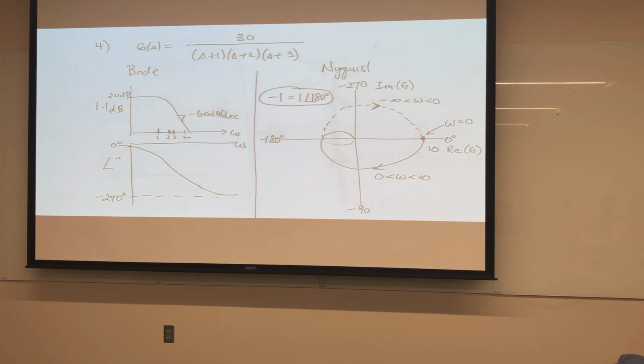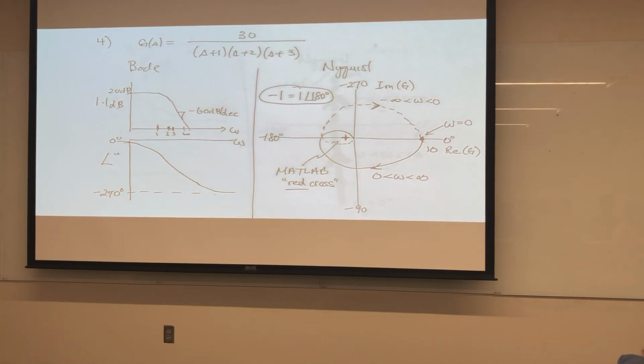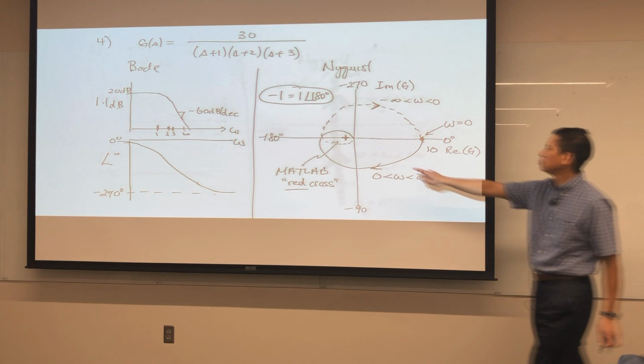I'm taking a wild guess here, but I think it's going to be inside this little loop, somewhere right here. It's going to put a little mark right there. In MATLAB, I think this is a red cross. I think it's red. They're going to put a little mark there.